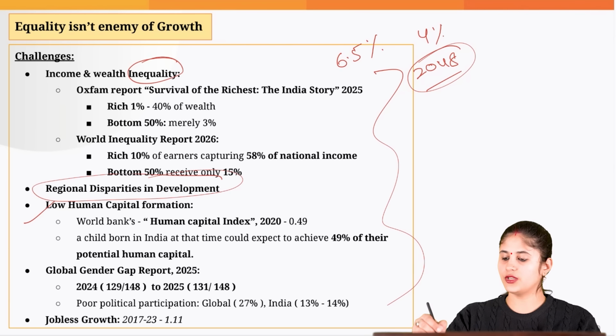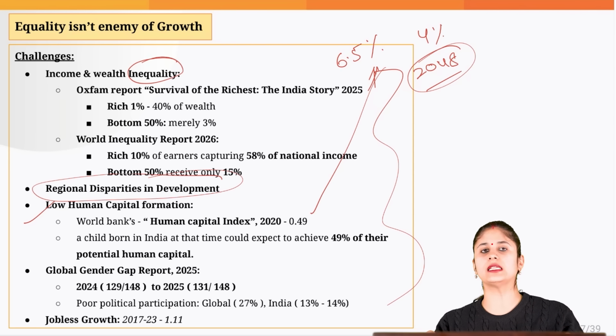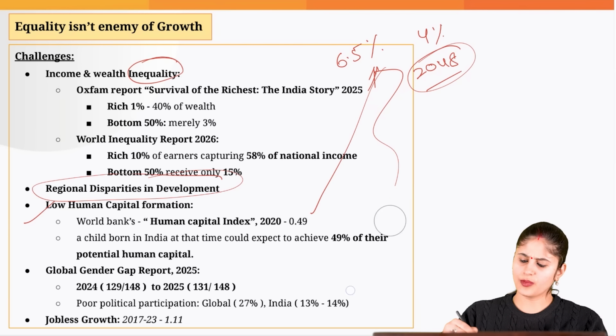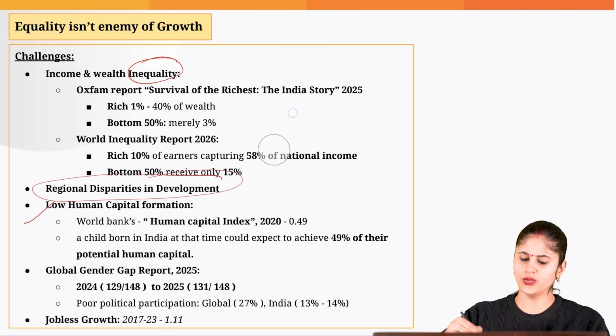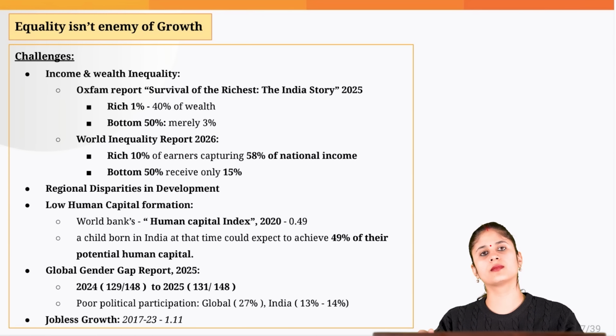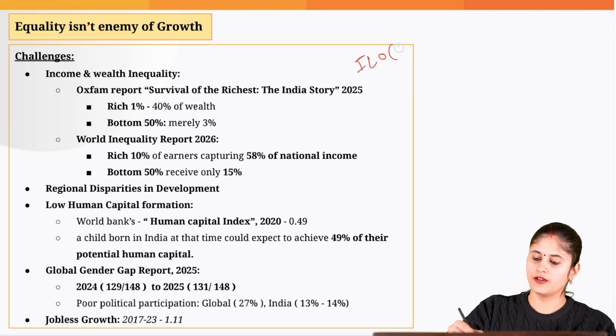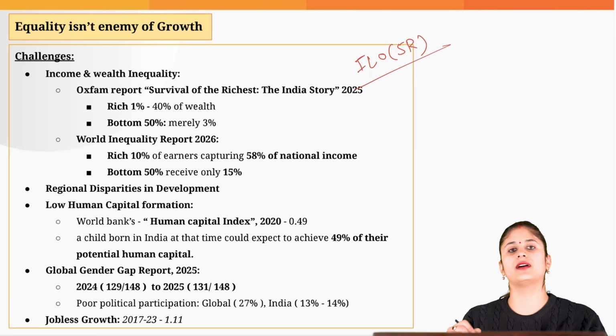Then when you talk about the human capital formation, we have already discussed that this needs to be done. The government should increase its expenditure. When you talk about the women, how do you think we can improve their participation in the labor force? So for this, you can talk about the ILO's 5R approach. What is this 5R approach?